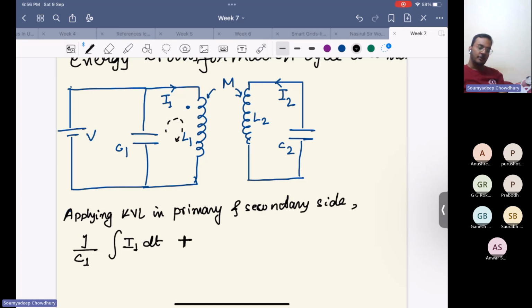Okay. So now you tell me, if I apply KVL in this primary loop, the first term I have written is 1 by C1 integral I1 dt. What will be the next term? Anushri, can you tell? Are you getting this or not, everyone?